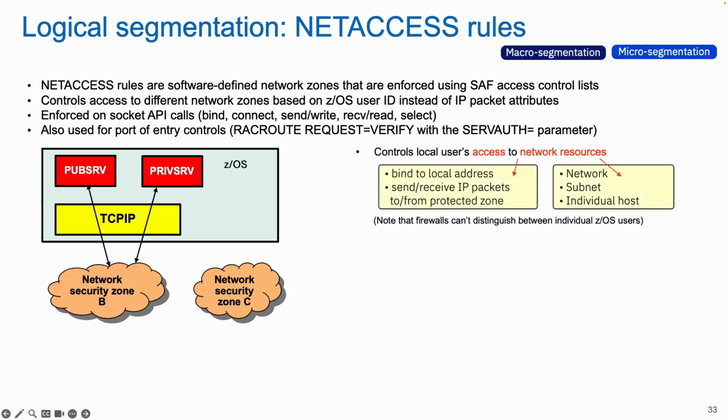Okay, so net access rules can determine which user IDs can bind or connect to an address, and the ability to send and receive packets to and from a network zone. And the network resources can be the entire network, a subnet, or an individual host.